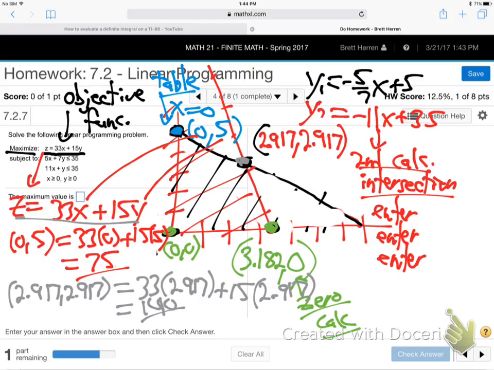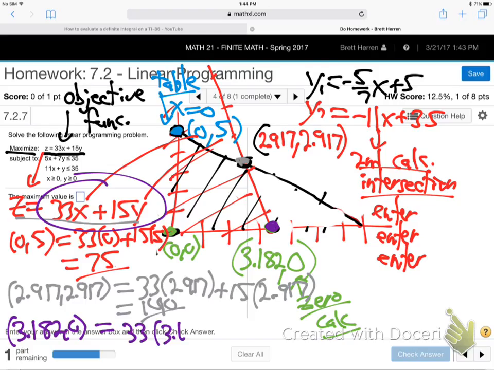Third and final answer. Let's do this point here, 3.182, 0. Again, plugging into the same, you see how I'm plugging in every time to that objective function. Is that making sense? Everybody seeing where I'm plugging into? So plug into 33, the x is 3.182 plus 15 times 0. And that's some number. Somebody got that? What's 33 times 3.182? 104.94. Okay, thank you.